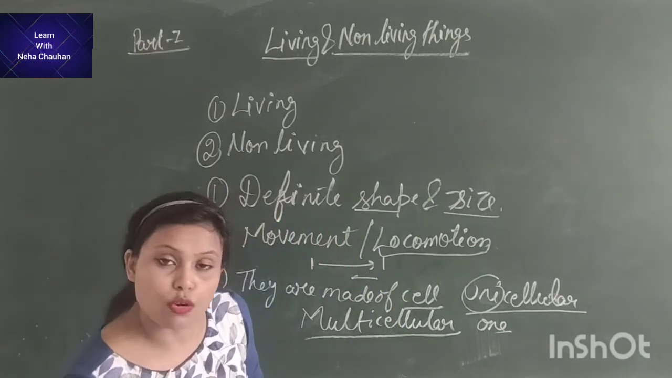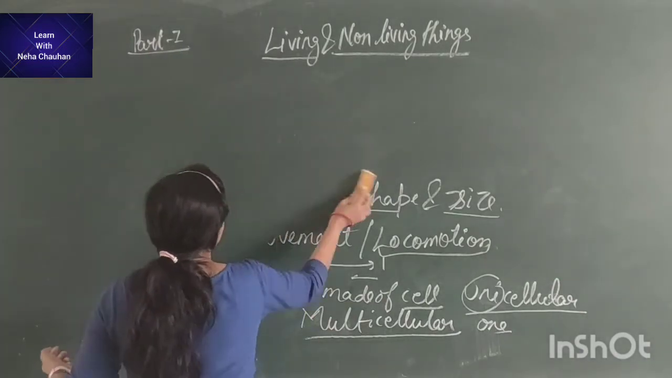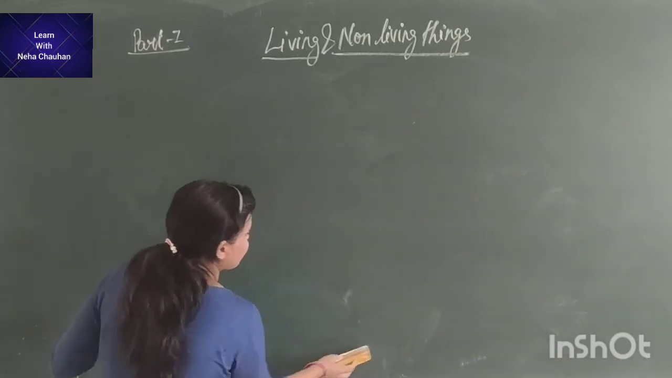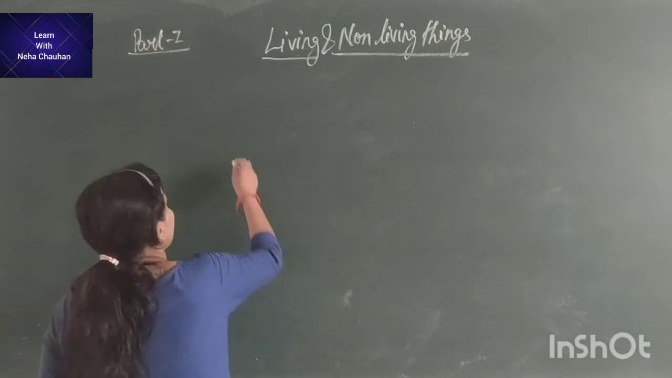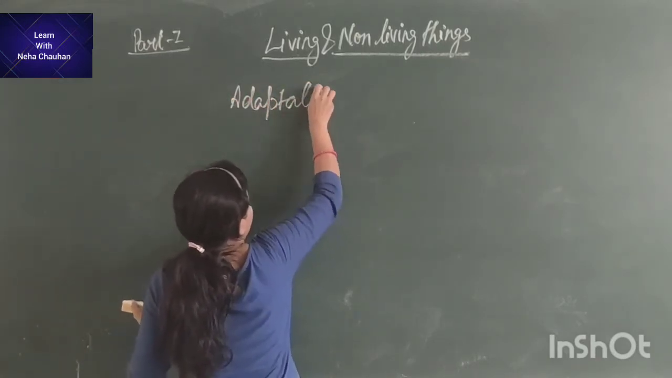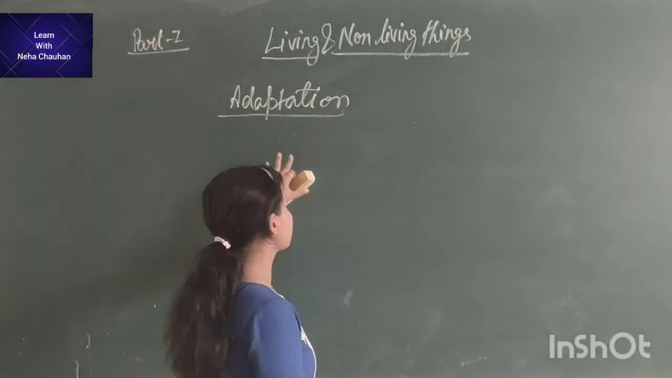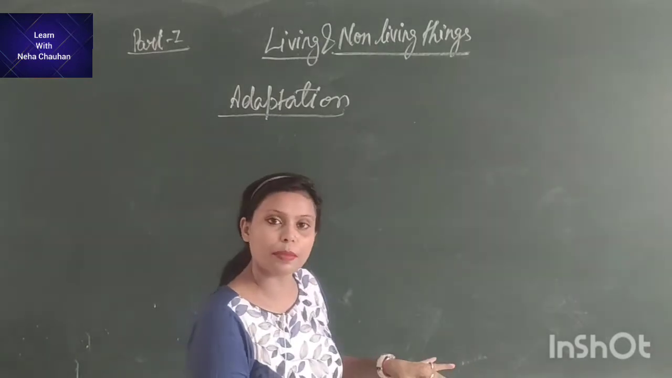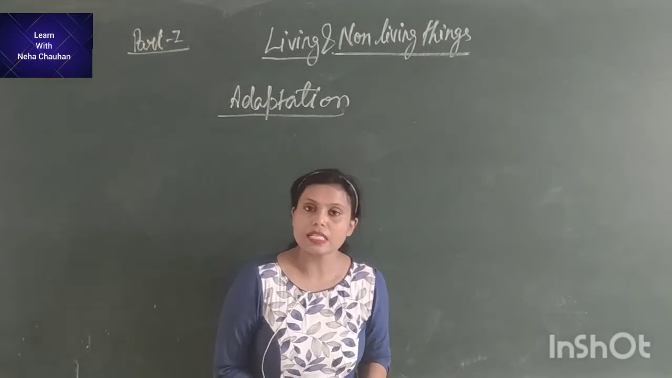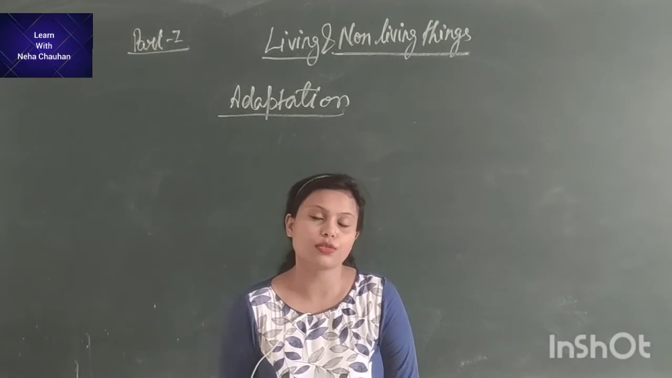Let's move to the next characteristic of the living organism, that is they can adjust, or adaptation. In 5th class you have already studied about the adaptation. What is adaptation? Adaptation is the adjustment to the environment. That means the living organism can adjust themselves according to their environment.